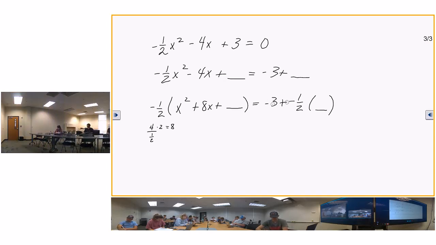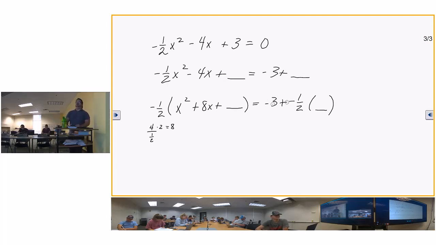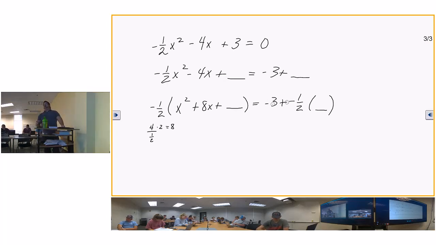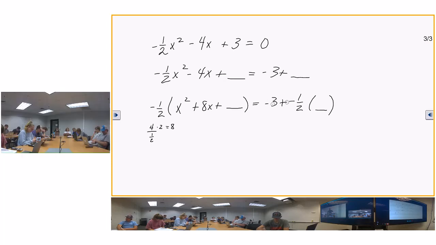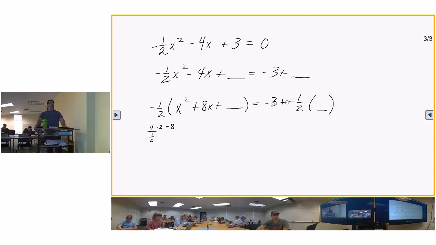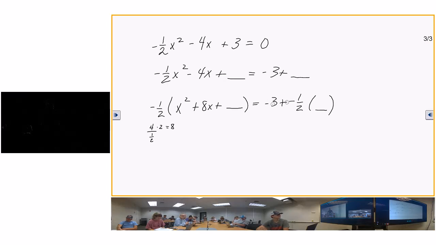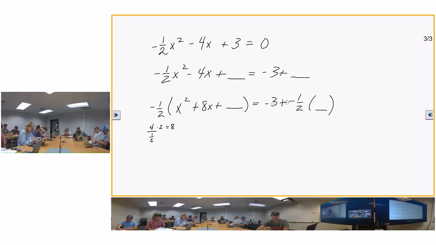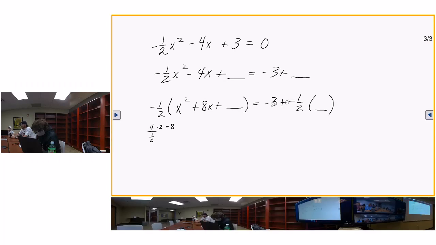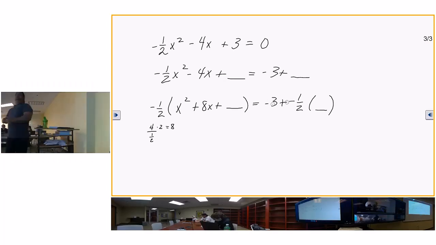Now the next one, you're going to have 2 fractions. You're going to have a 3 in place of that 4. So what does that cause? It causes you to have another fraction. What do you think, Pendleton? There you go. What's half of 8? 4. 4 squared? 16.